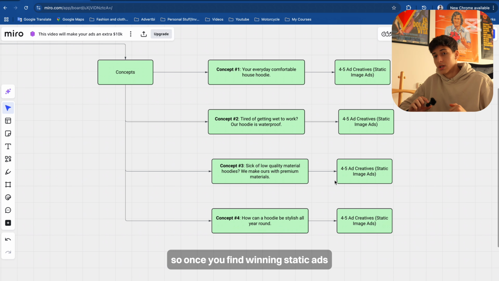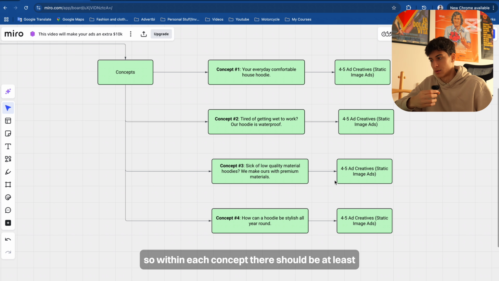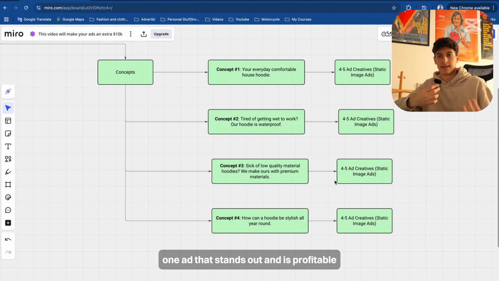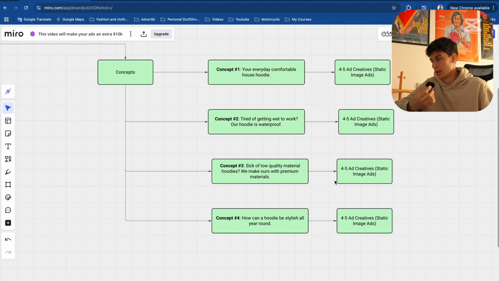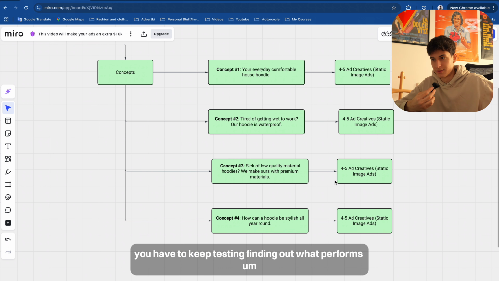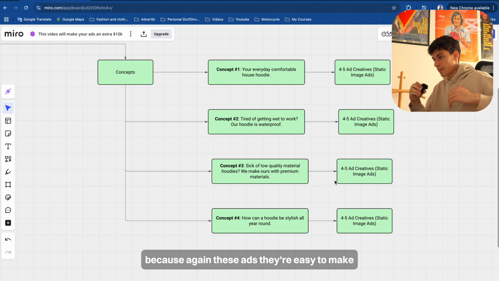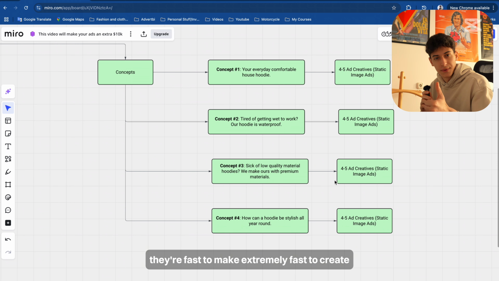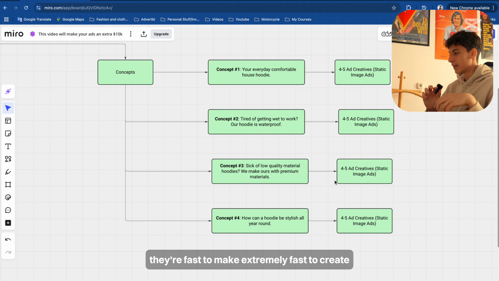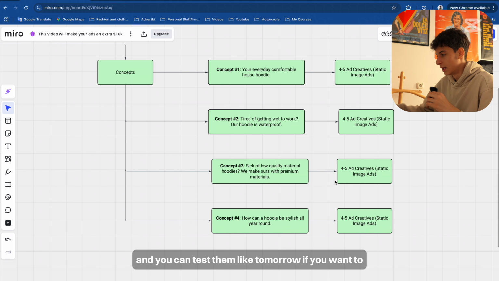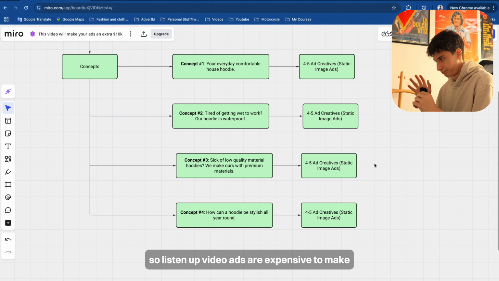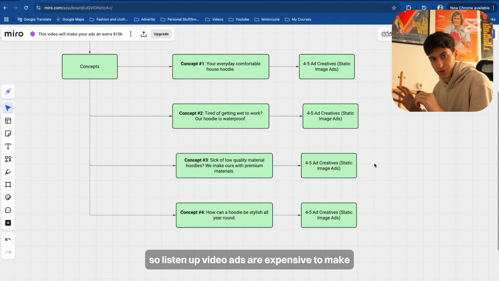So once you find winning static ads, so within each concept there should be at least one ad that stands out and is profitable. If not, you have to keep testing, finding out what performs, because again, these ads, they're easy to make, they're fast to make, they're extremely fast to create, and you can test them like tomorrow if you want to. So listen up, video ads are expensive to make.